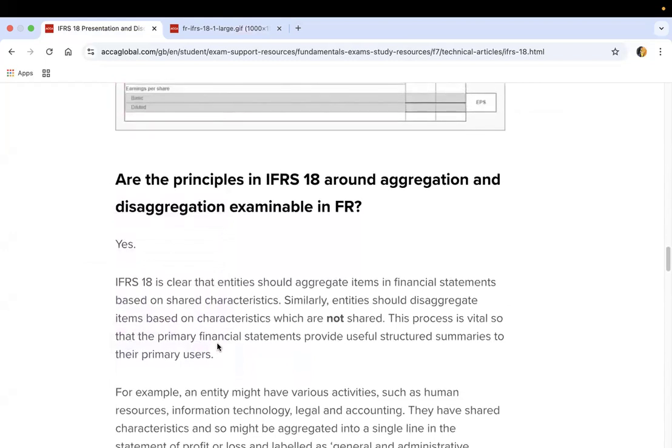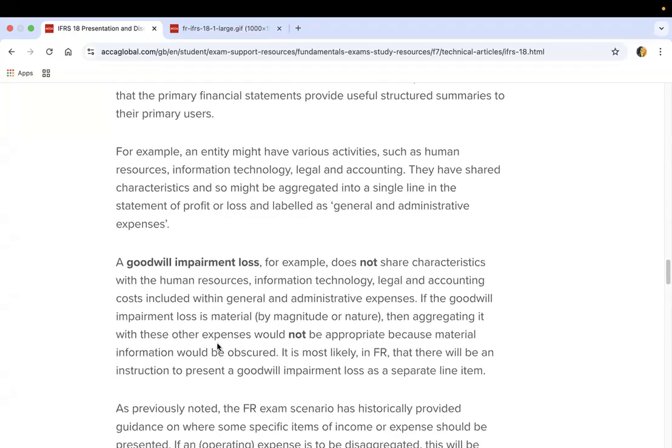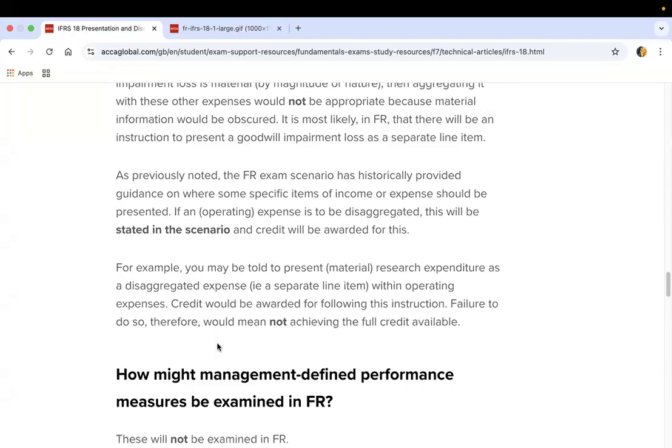Now, are the principles in IFRS 18 around aggregation and disaggregation examinable in FR? So this is basically whether or not you are categorizing things on the basis of their characteristics. For example, the rent received and the dividend receipt should go under investing activities. It is not any other income. In the case of impairment loss, you have to take it under operating expenses under a separate line item. So you can't club certain things together with the others. You have to take it as single line items only. Also, as I said before, in the FR exam there could be instructions. They would clearly mention where you should take a certain type of expenses. So if it is there, just follow those instructions.